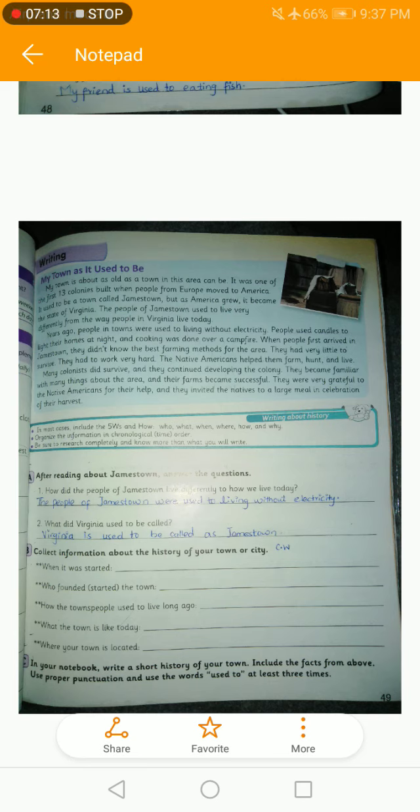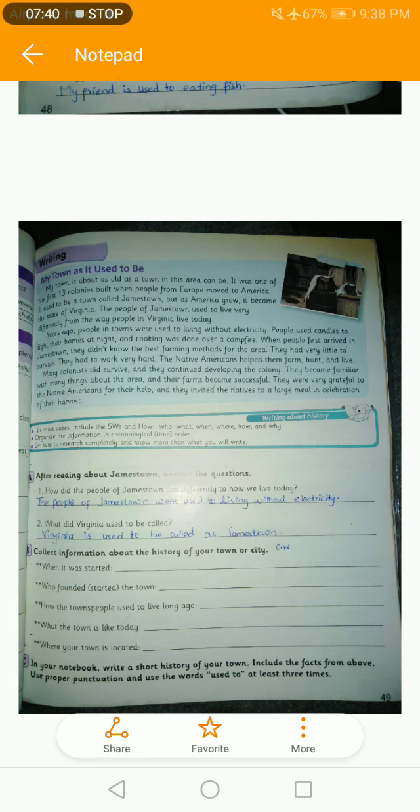So now we have exercises A, B and C. In exercise A, we have to read about Jamestown and answer the question. Number 1. How did the people of Jamestown live differently to how we live today? The people of Jamestown were used to living without electricity. It means that we are living differently.